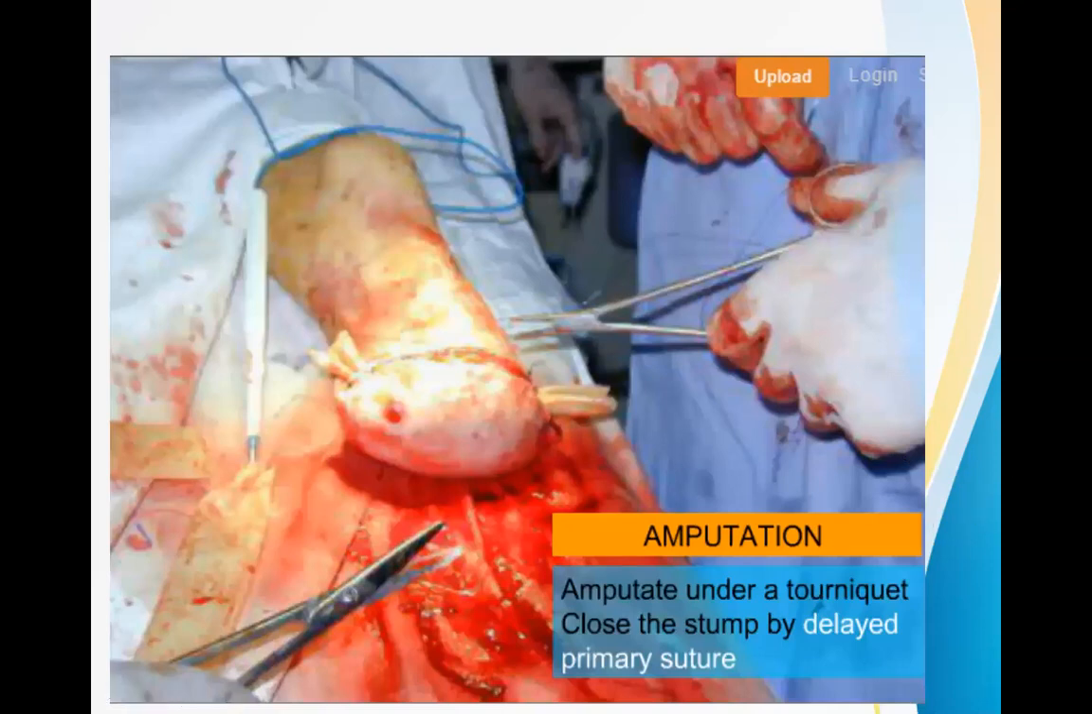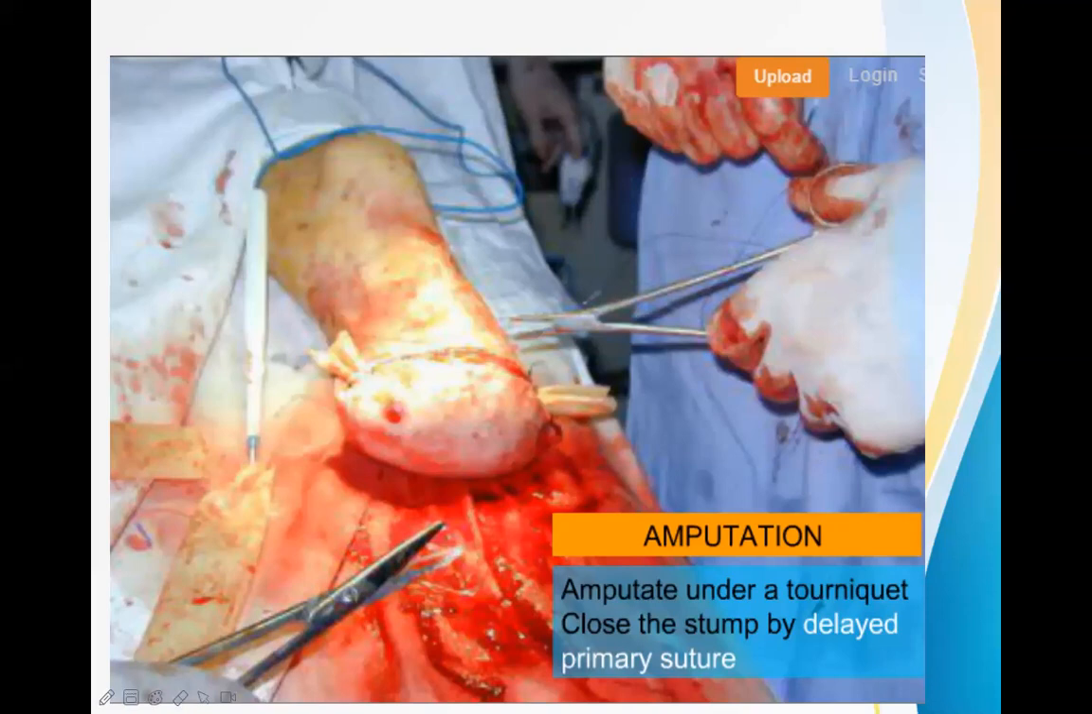Now have a look at this picture. This is called amputation. You see this? This is the stump. Probably the distal area is cut from the body and they are closing this stump. This is amputation. Now this amputation may be necessary in this type of disease.